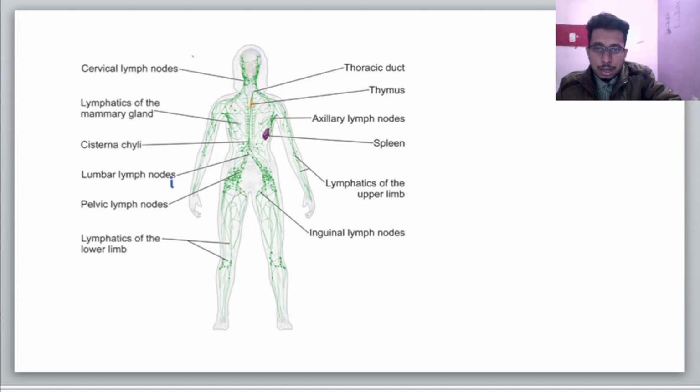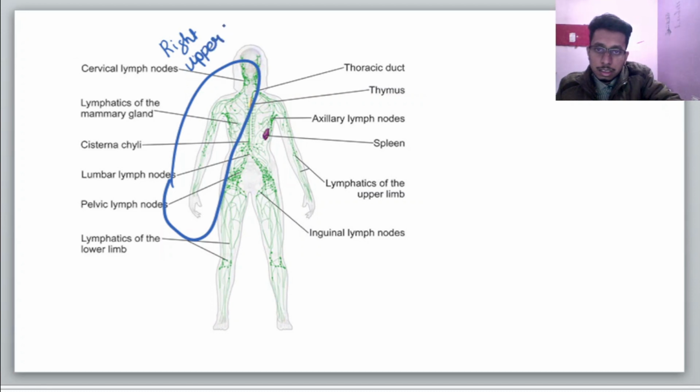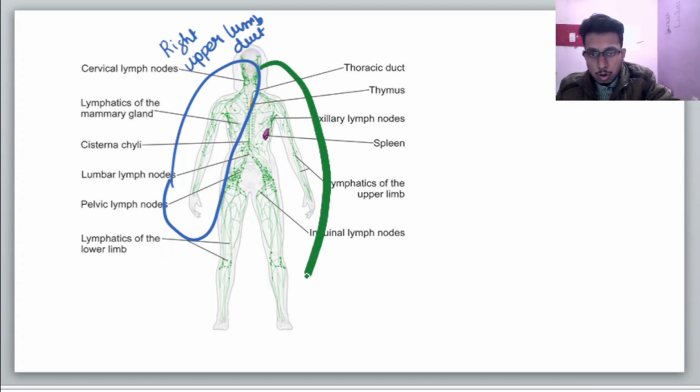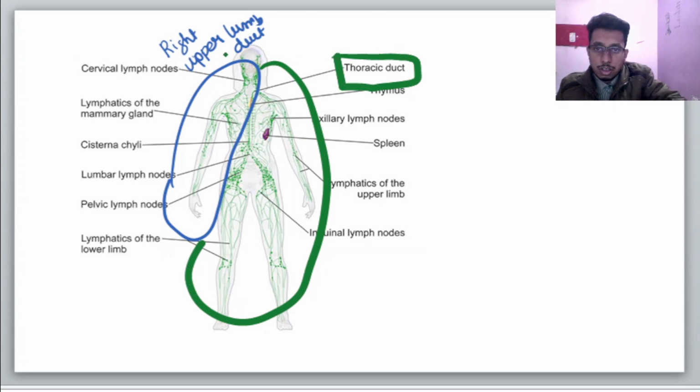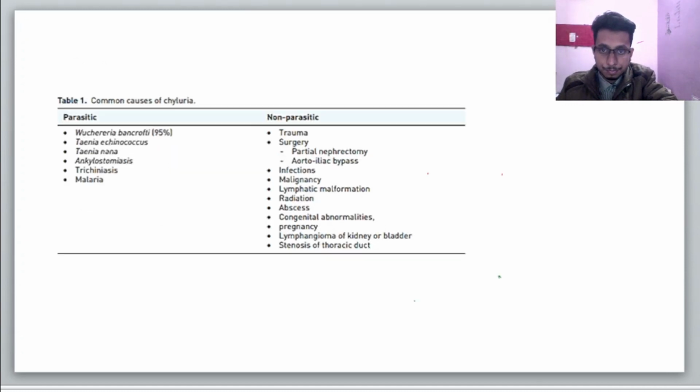Now this can be divided into two broad divisions: one which drains the right upper limb, known as the right upper limb duct system, and the rest of the body, which is a broad category drained by the thoracic duct. So there are two ductal systems, the right upper limb ductal system and the thoracic ductal system, that are responsible for the drainage of the body.